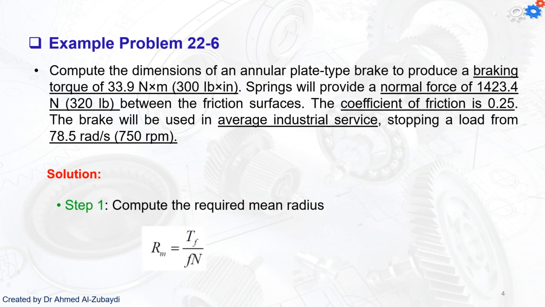And the answer is going to be 33.9 divided by 0.25 multiplied by 1,423.4. And this will give me that the RM is going to be 95.25 millimeters. We found the mean radius.